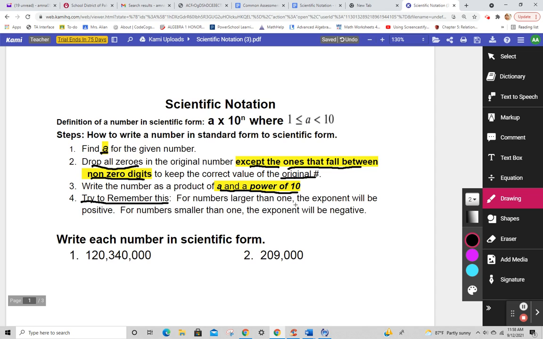For numbers larger than 1, the exponent will be positive. So you should know before converting your number from standard form to scientific form, if it's larger than 1, your exponent is going to be positive. But if the number you begin with is smaller than 1, then you should expect your exponent to be negative. And so double check and make sure that your exponents have the right signs. All right, let's get started.